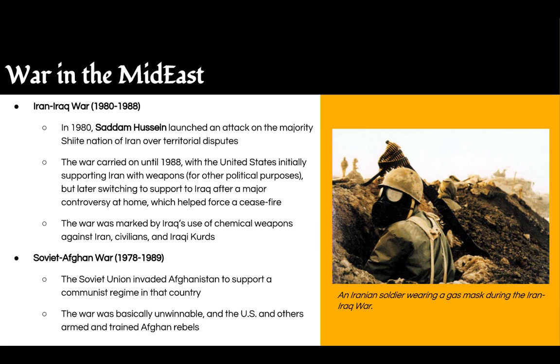Another war is taking place kind of in Central Asia, Middle Eastern region of Afghanistan, as the Soviet Union invaded Afghanistan in order to support a communist regime in that country. And they invade in the late 70s and are going to be mired in war for over a decade. Basically, it was unwinnable. The United States and others were training Afghan rebels, including Osama bin Laden, who was fighting in Afghanistan. And this is going to lead to some differences between the U.S. and Soviet Union. For example, the United States is going to boycott the 1980 Olympics because of the Soviet invasion.